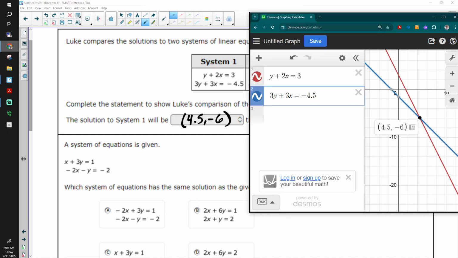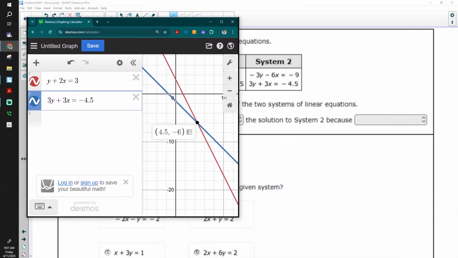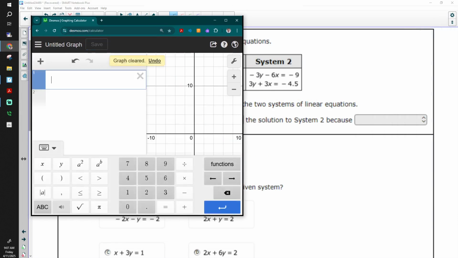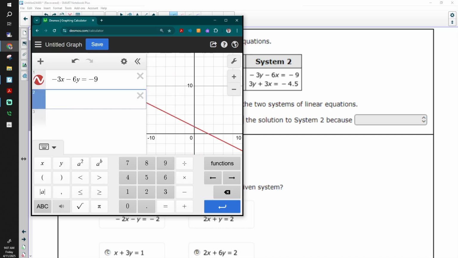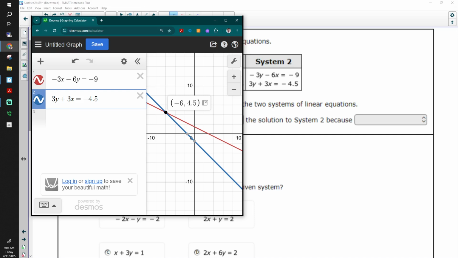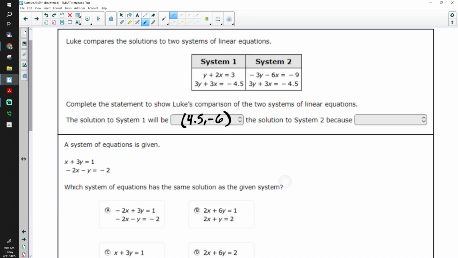For our second system, we're doing the exact same thing, plugging it in. Negative 3x minus 6y equals negative 9, and 3y plus 3x equals negative 4.5. And there we go. Negative 6, 4.5.